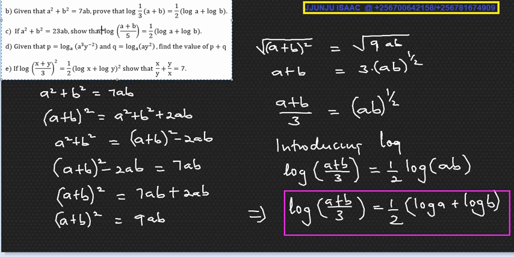Now when you look at part C, it is the same approach. Let us see how we do it. So here we have a^2 + b^2 equal to 23ab. So we have seen that a^2 + b^2 is the same as (a + b)^2 - 2ab. So we shall now replace it here, and we say (a + b)^2 - 2ab is equal to 23ab.